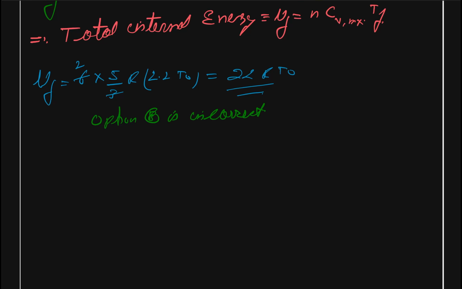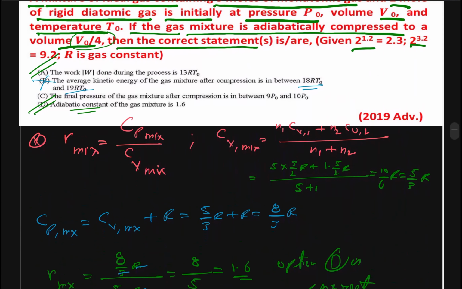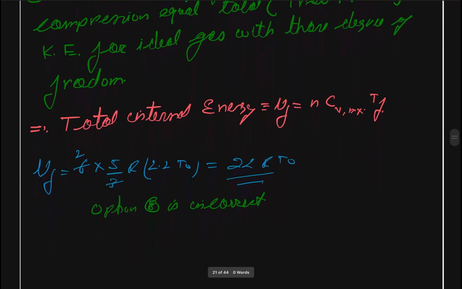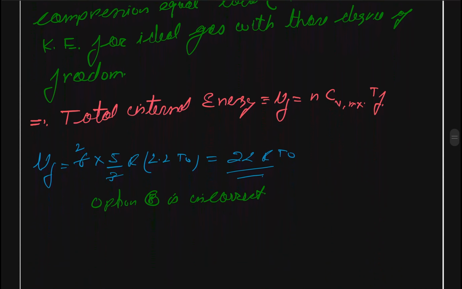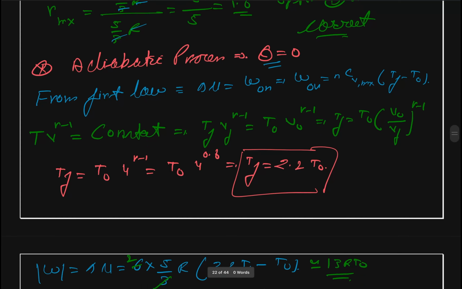Incorrect. And now we come to option C. The final pressure of the gas mixture after compression is in between 9 P naught and 10 P naught. Okay. So we are interested in finding out the final pressure, yes, the final pressure of the mixture.